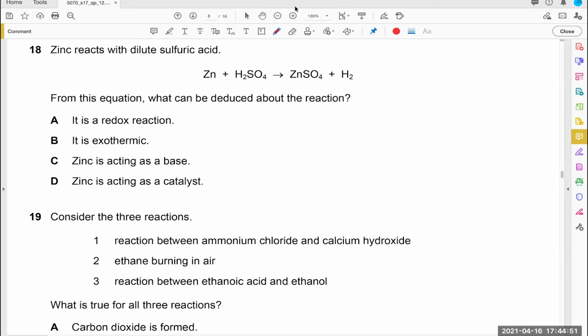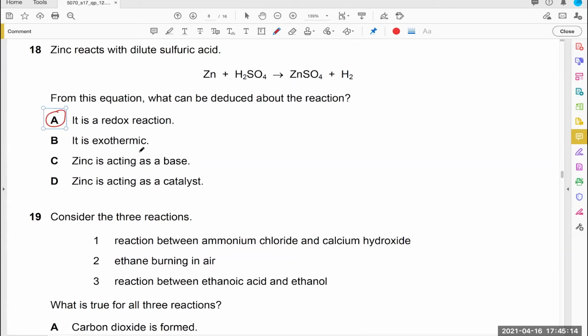Zinc reacts with dilute sulfuric acid. Okay, this is a redox reaction. From this equation, what can be deduced about the reaction? It is redox. क्यों? क्योंकि zinc is an element on the left side and its ion on the right side. Or hydrogen is an ion on the left side and a gas element on the right side. So this is true. बाकी हम देख लेते हैं.